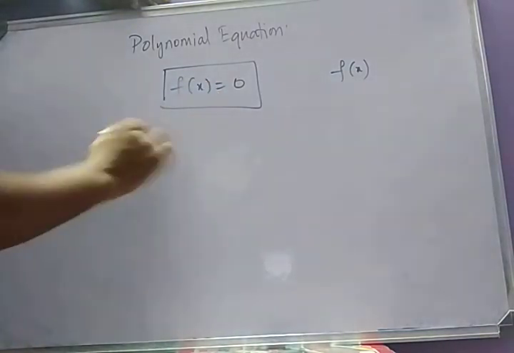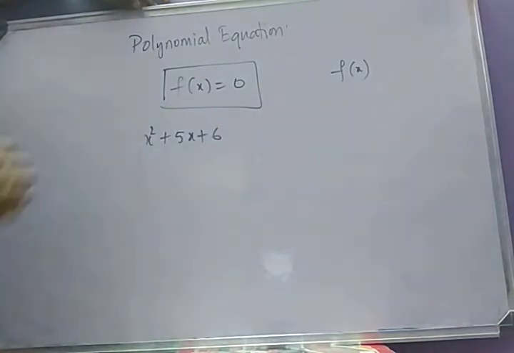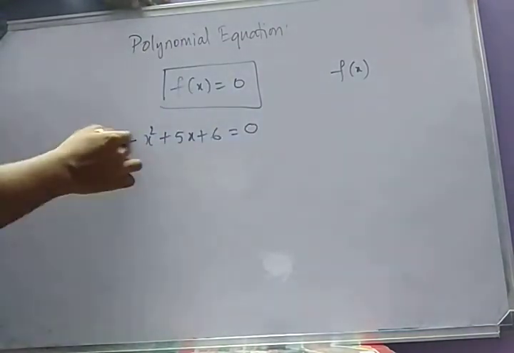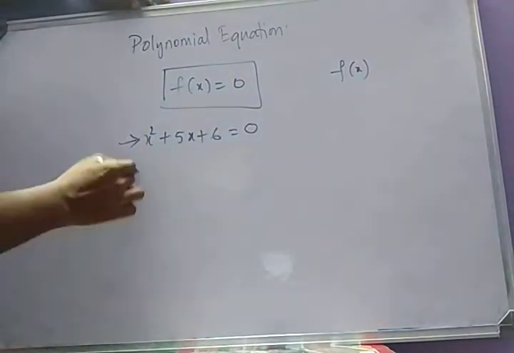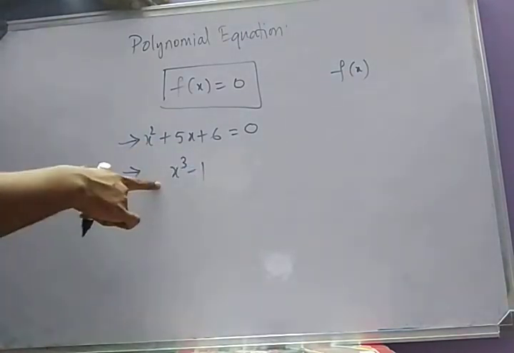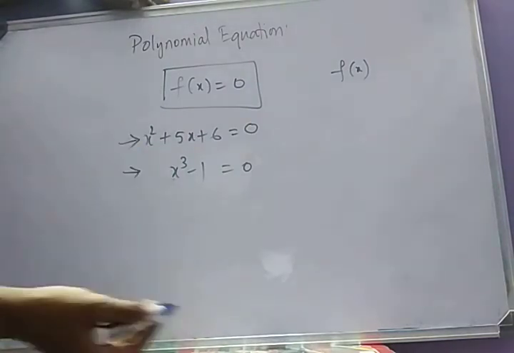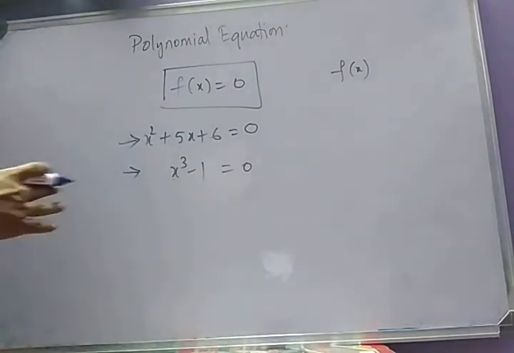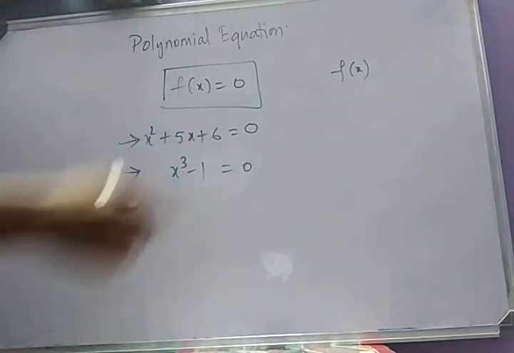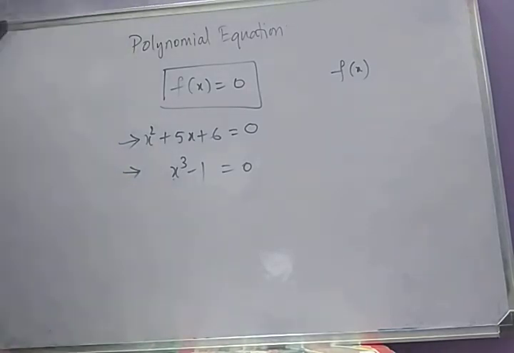Example, if you write just x square plus 5x plus 6, then it is a quadratic polynomial, and if you involve the equality symbol, equate it to 0, then it becomes a quadratic equation. If you write just x cube minus 1, it is a cubic polynomial, and if you involve the equality symbol, equal to 0, then it becomes a cubic equation. So I hope you understand the difference between polynomial and polynomial equation. If the equality symbol is involved, it becomes an equation, and if the equality symbol is not there, it is just a polynomial.